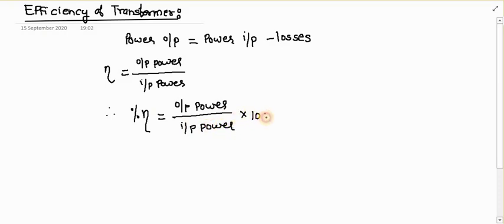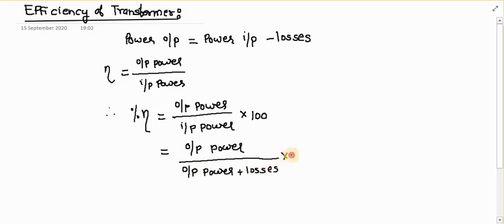into 100. So again I can write this as output power upon output power plus losses, into 100.